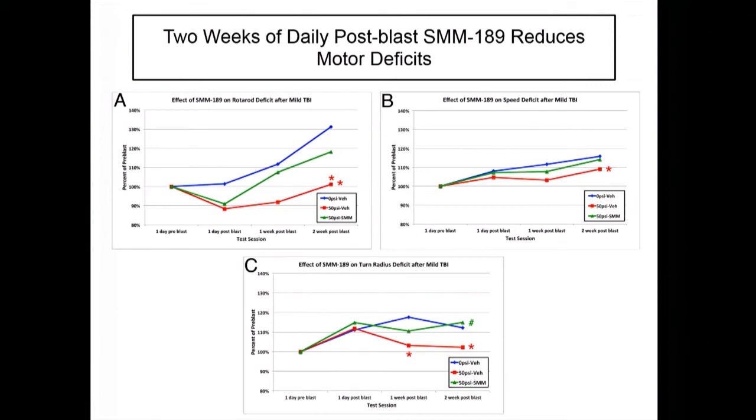And these are other functional tests of motor function. Here we put the animals in an arena. They run around fast or slow, depending on who they are. But the bottom line here is that after TBI, animals run around more slowly. Drug fixes that. After TBI, animals have trouble navigating turns, and the drug seems to improve their ability to navigate turns.